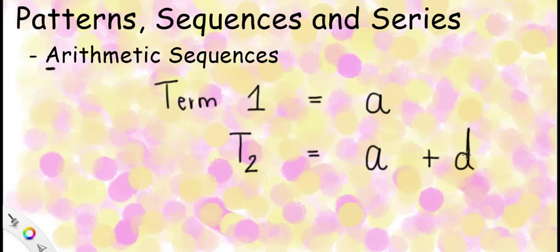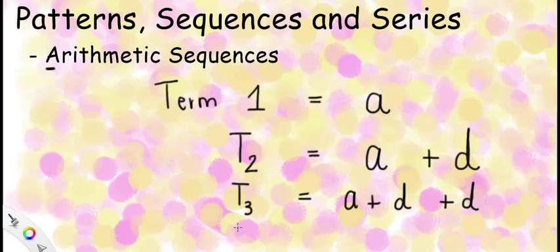So we derive the second term, term 2, by adding d to the first term, which was a. If we were to derive term 3 then from all of this, we are again going to take the previous term, a plus d, and add d to it. So term 3 becomes a plus d, which is term 2, plus another d, which is what we have done to term 2 in order to get term 3.